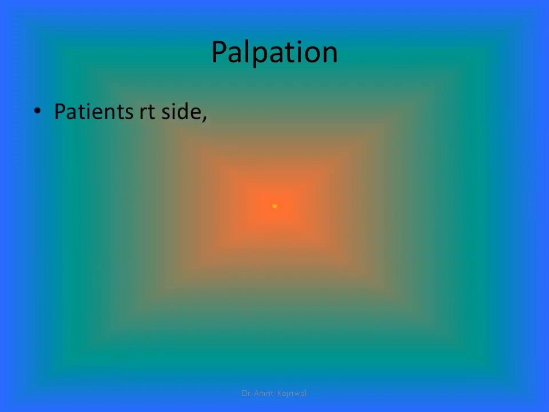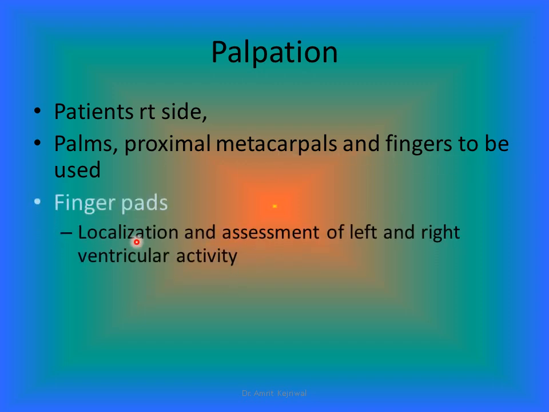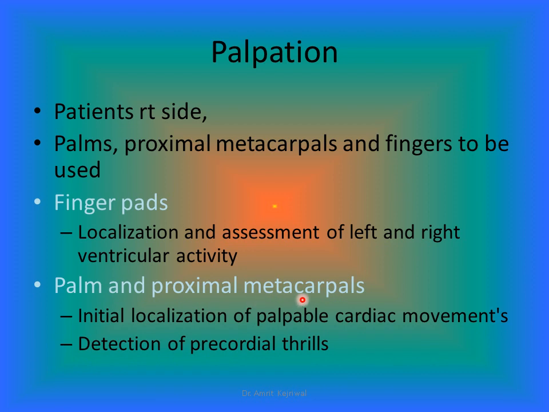Coming to palpation, stand on the patient's right side. Use palms, proximal metacarpals, and fingers. Finger pads help in the localization and assessment of left and right ventricular activity. Palms and proximal metacarpals help in the initial localization of palpable cardiac movements and detection of precordial thrills.